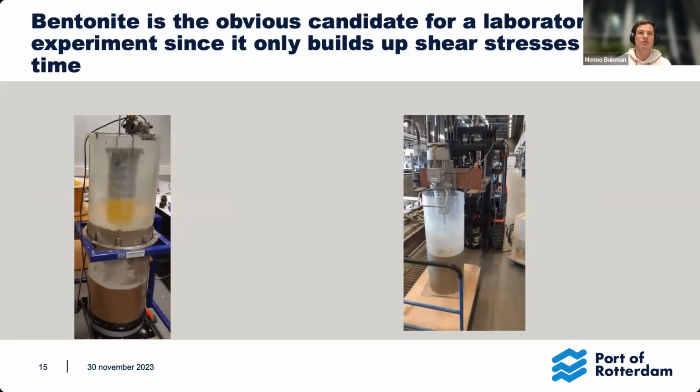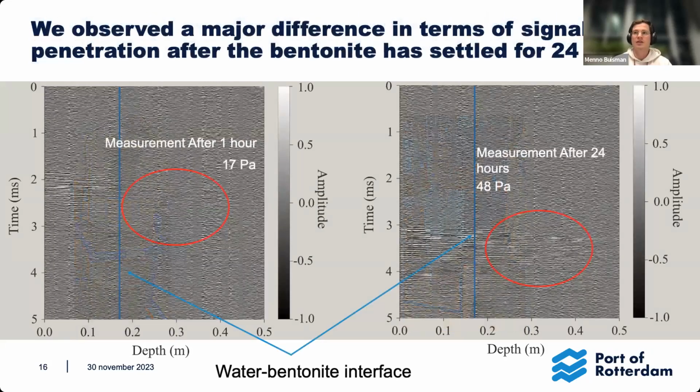So what we did, we created a bentonite suspension. We mixed it with a very powerful drill. This bentonite is very difficult to mix, so it took a lot of work. And then we filled our column with bentonite and partially with sand, just to fill up the column more, such that we didn't have to have too much bentonite suspension. And we left it over a day. And then we started to notice that our signal penetration became much better after the bentonite settling for one day.